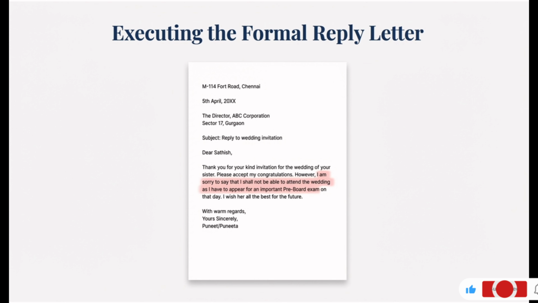Formal reply letter example. Here we see an example of a formal reply letter. The writer thanks the host for the invitation, but explains that they cannot attend due to a prior commitment. Even though the invitation is declined, the letter remains courteous and respectful, ending with warm wishes for the event.